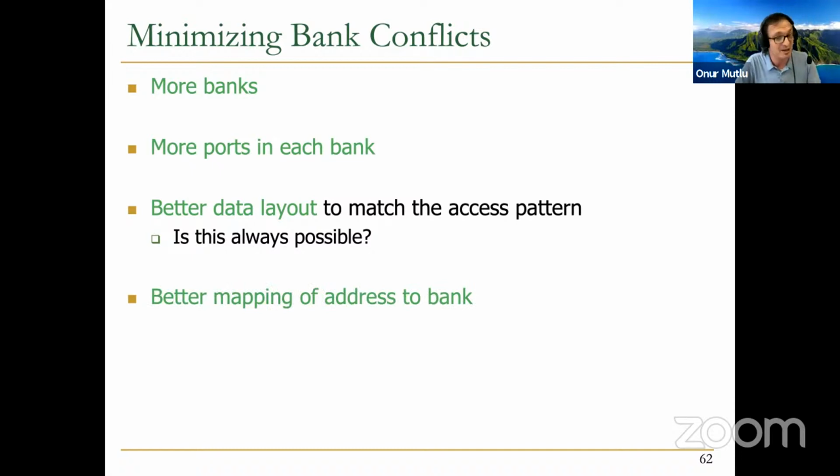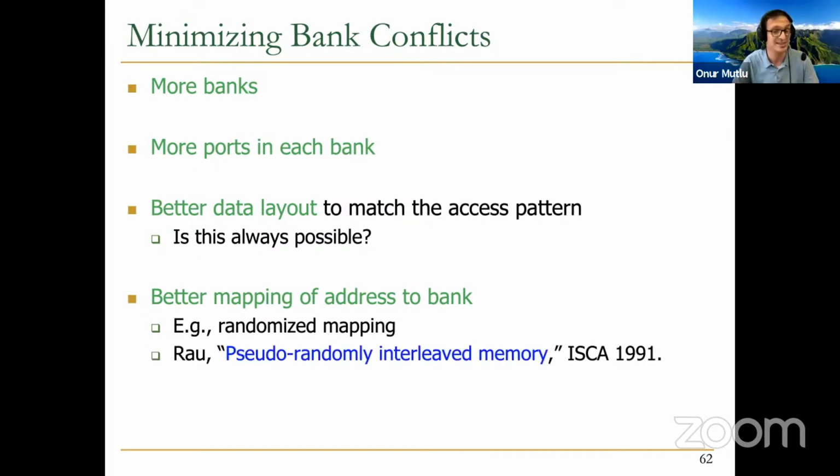You can do better mapping of addresses to banks, and you should do that if possible. And that's not easy also. Randomized mapping is a good idea, actually. So basically, you don't take consecutive address bits. For example, if you have 16 banks, you need 4 address bits, right? Clearly. You don't take consecutive address bits, but you apply some randomization or hashing to it. And that actually reduces the probability of conflicts.